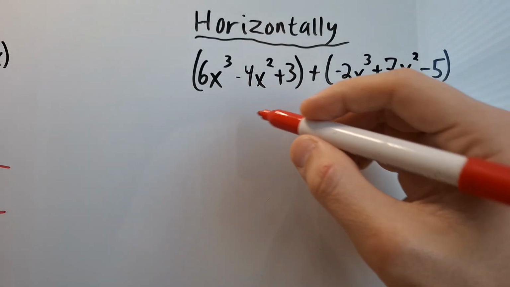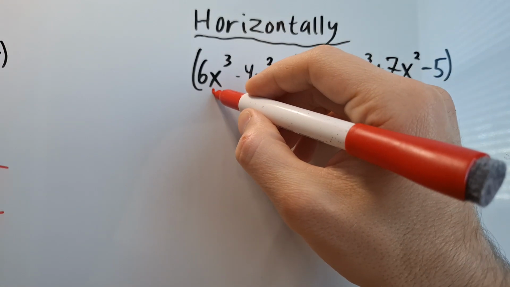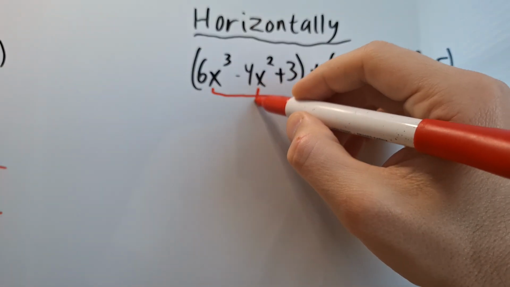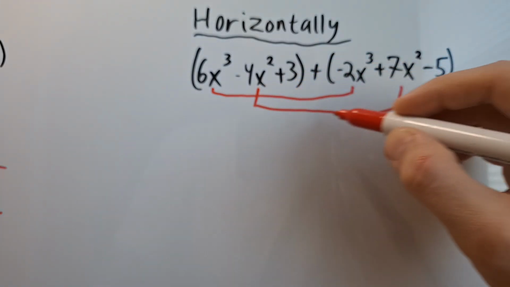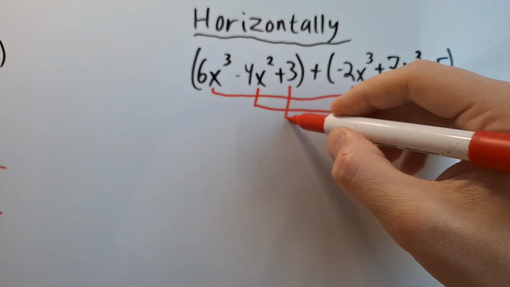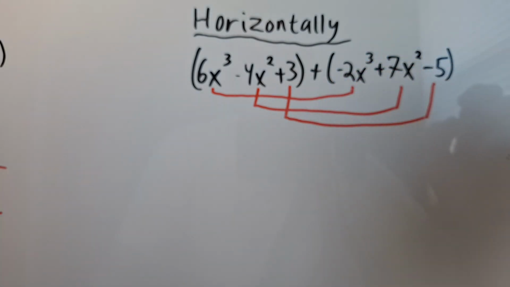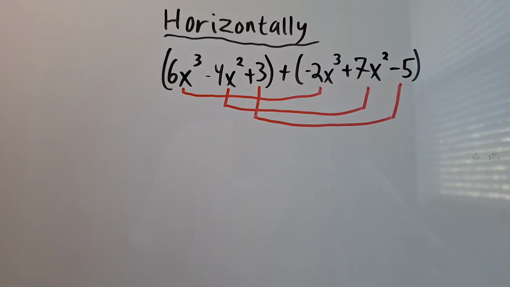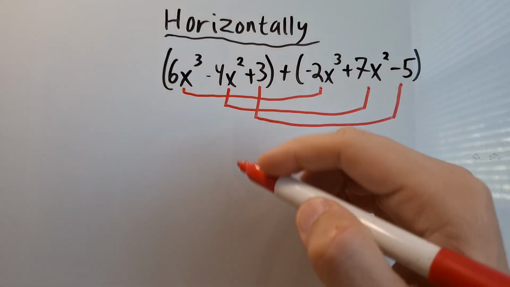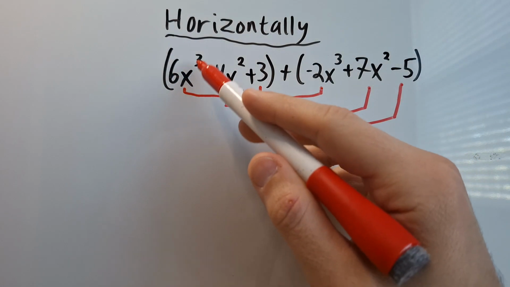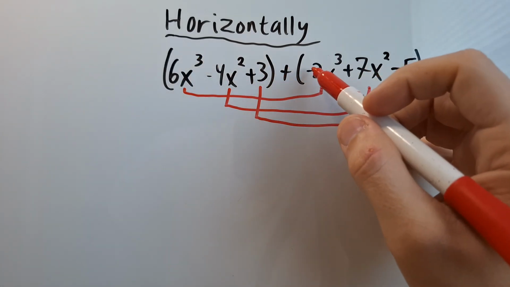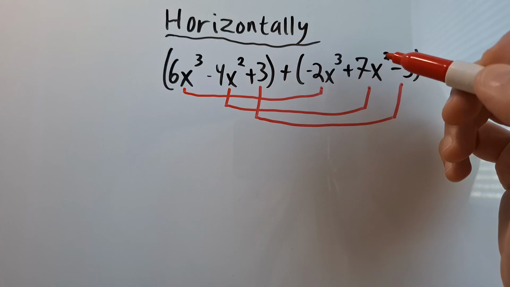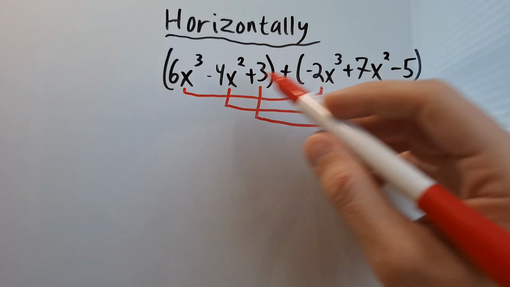Right off the bat, I have like terms right here, as well as here, and there as well. So I can combine each of my terms together for this polynomial. So 6x to the third plus negative 2x to the third. Adding a negative is simply the same thing as subtracting. So 6 minus 2.